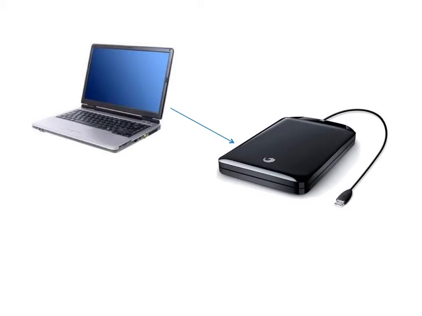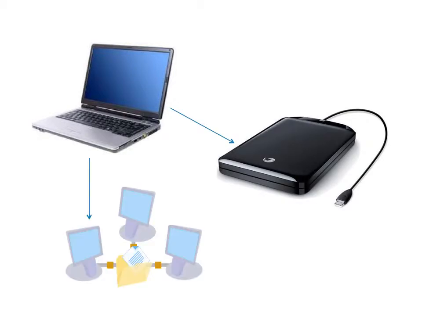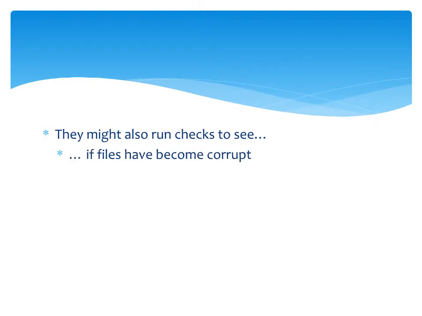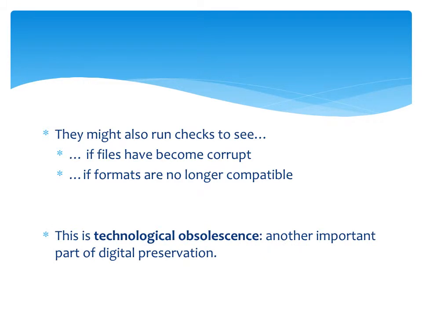For example, if an organisation saved their business records to an individual computer, they might also have backup copies, such as on an external hard drive or on an internal shared network. This might just seem like common sense, but it helps to safeguard their information. However, they might go further with this and periodically run checks to see if files become corrupt, or if the format is no longer compatible with the software the business uses. This is an example of technological obsolescence, and combating this risk is another important part of digital preservation.